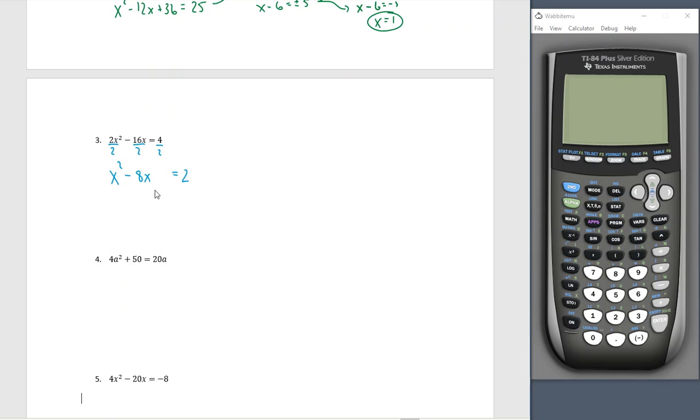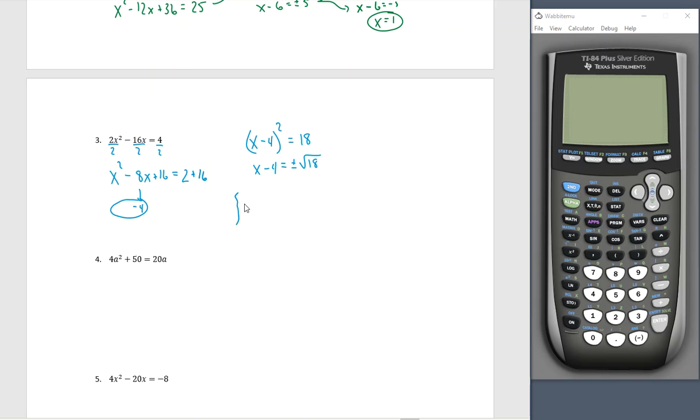Half of negative 8 is negative 4. Negative 4 times negative 4 is 16. So this negative 4, that's the important part. I'm actually going to end up with x minus 4 all squared. That's the whole reason I added the 16 in the first place. It's the exact right thing so that I can factor the left-hand side. And if I have 16 plus 2, I'll have 18. So this is x minus 4 equals plus or minus the square root of 18.